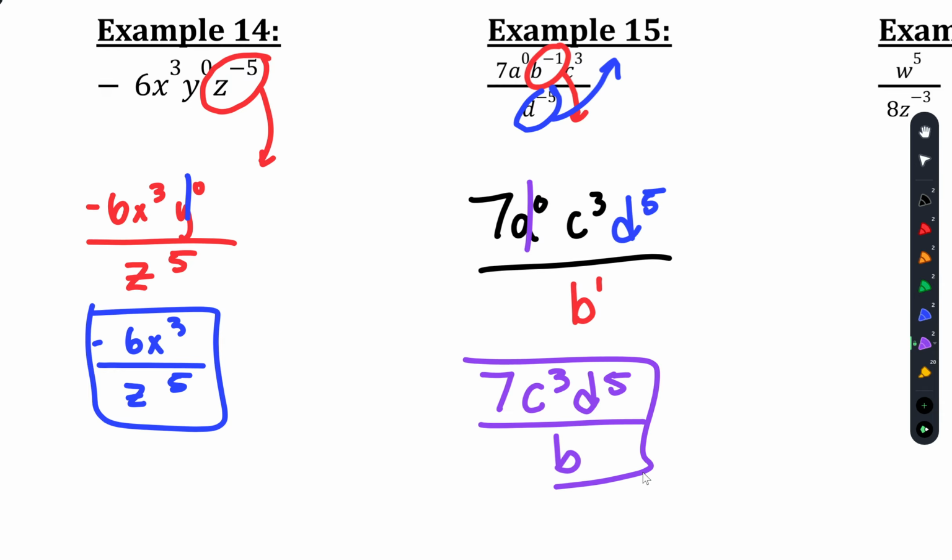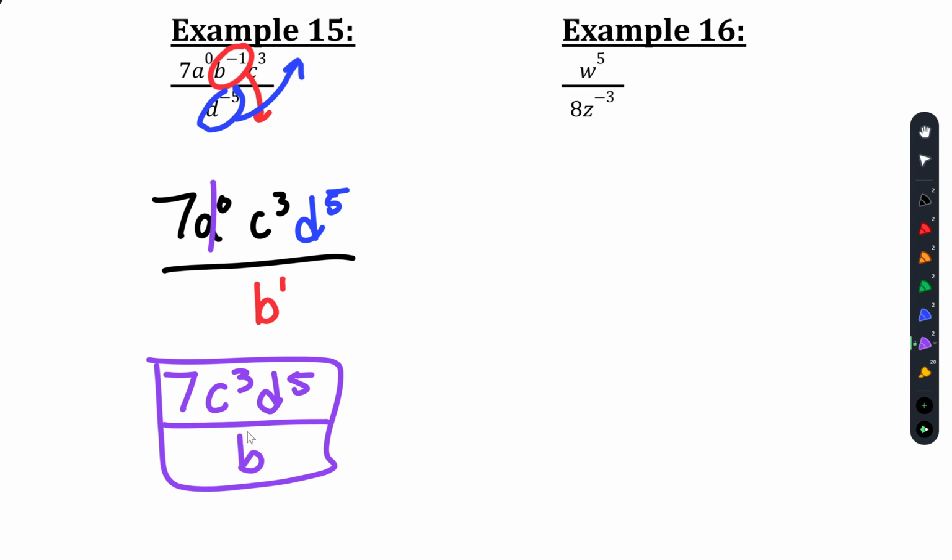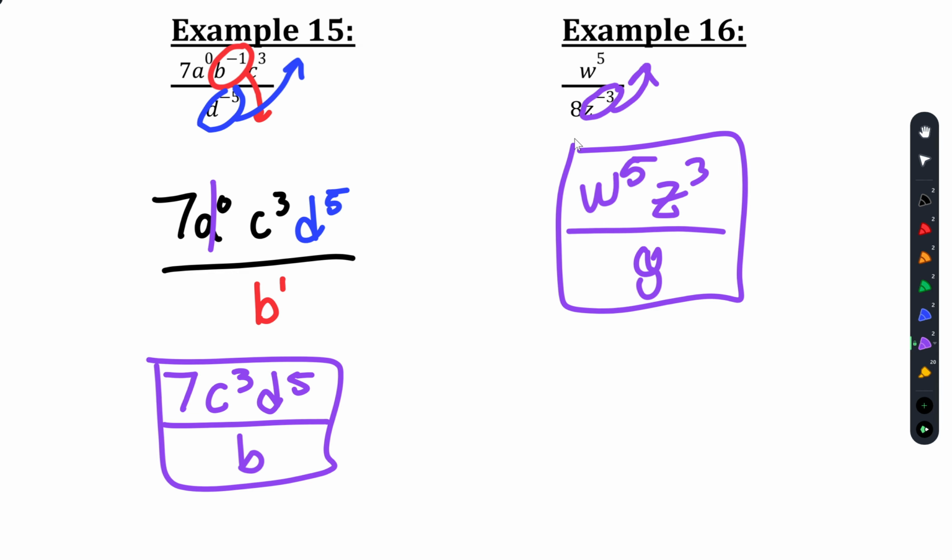Perfect. One more. What happens in 16? I only got one step in this one. That one's nice and easy. What one step do I need? Jaden? You just move the z to the negative third up. Perfect. W to the fifth stays where it is. Z to the third comes up and joins it. 8 stays in the bottom. Any questions on this?